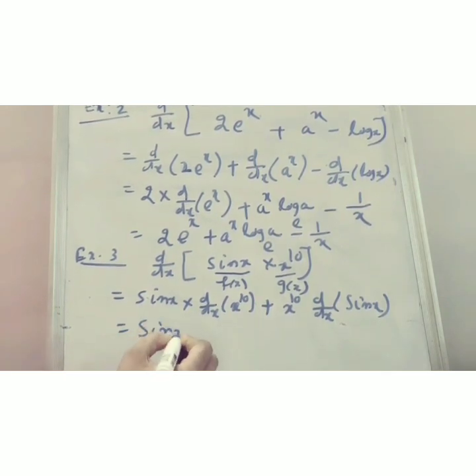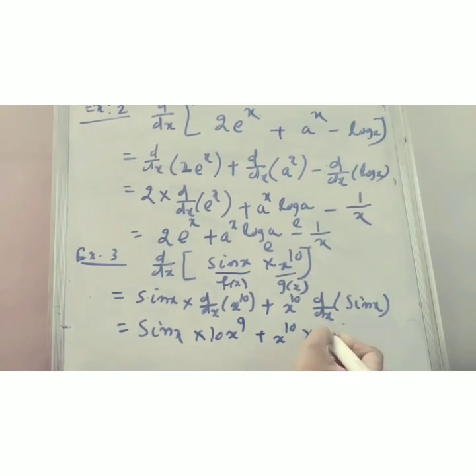sin x into what is the derivative of x to the power 10? Apply the formula for the derivative of x to the power n. This becomes n into x to the power n minus 1. So this is your 10 into x to the power 10 minus 1. So this becomes 10 into x to the power 9 plus x to the power 10 into the derivative of sin x, which is your cos x.